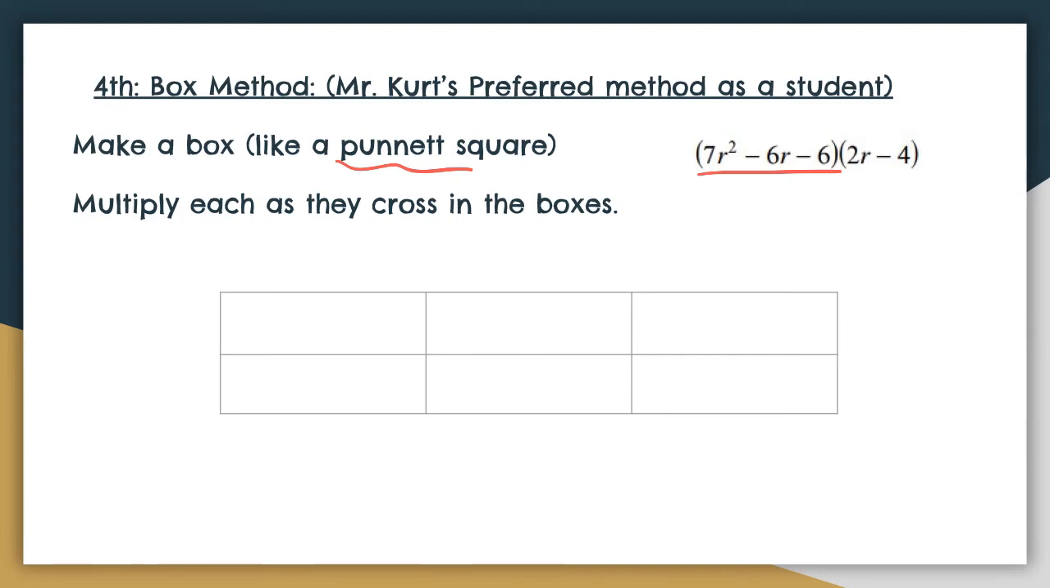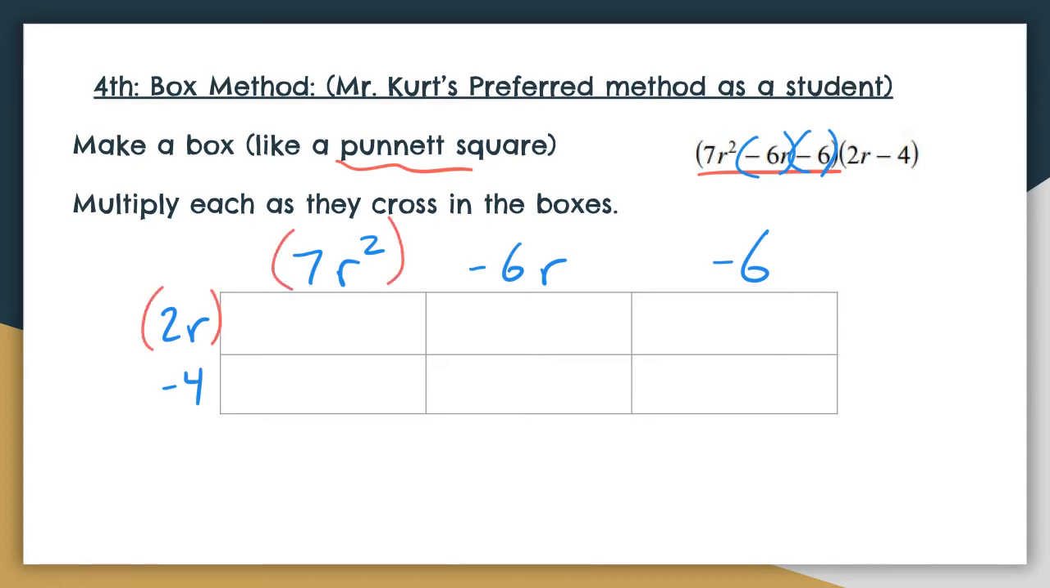You can see I've made a box that is 2 by 3, and the 3 are going to be the 3 terms of that trinomial. So 7r squared minus 6r minus 6. Notice how the negative stayed with those terms. Now the vertical portion of this box will have 2r and negative 4. Now I'll simply go through and use this box like a Punnett square and multiply those values. So 7r squared times 2r gives me 14r cubed.